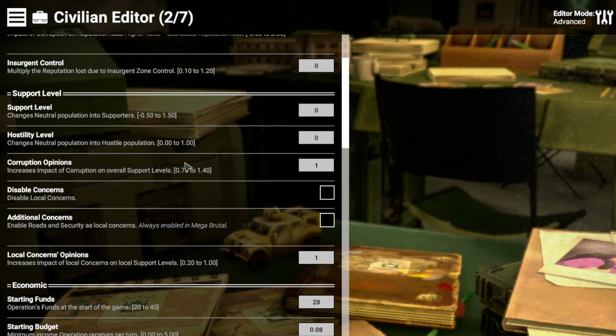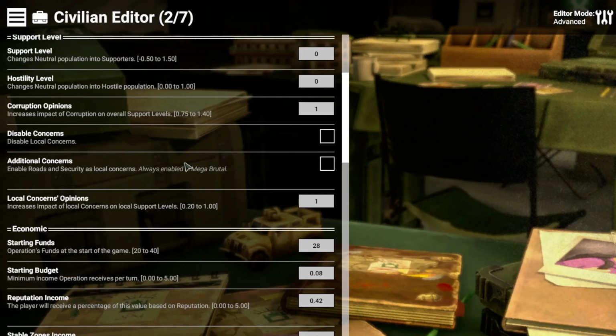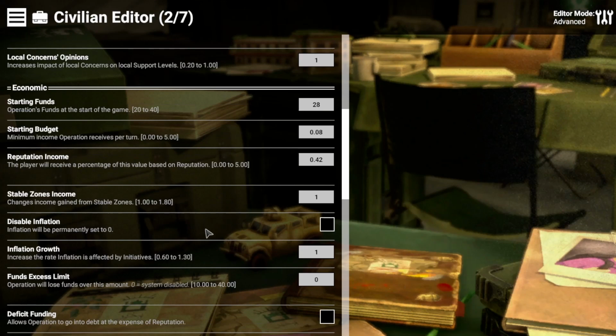When you're playing as the banker, you start with less funds. Starting budget, reputation income, stable zone income. Default of 0.08, 0.42, and 1. Change around based on how you like them. Disable inflation: inflation will be permanently set to 0.